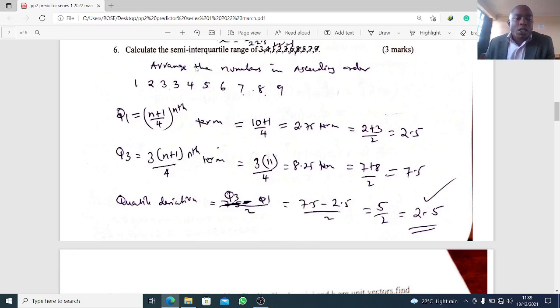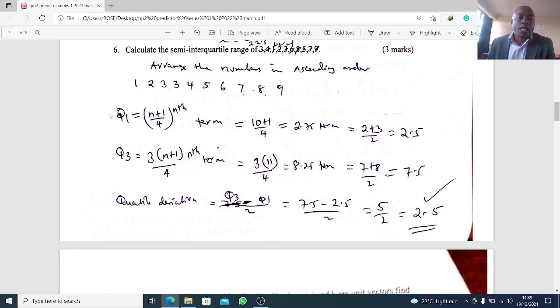the semi-interquartile range is different. The semi-interquartile range is the same as the quartile deviation. But if you are asked to find the quartile range, it is Q3 minus Q1 directly. But the semi-interquartile range is the same as the quartile deviation, which is Q3 minus Q1 over 2.